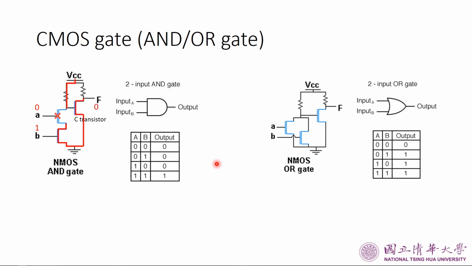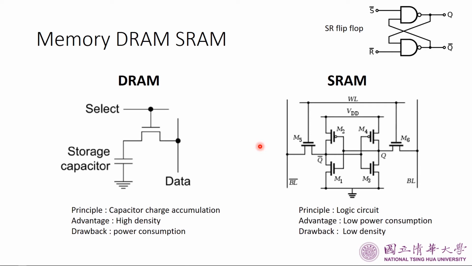Similar analysis can be done in the same way. Therefore, we can construct different gates by connecting NMOS or PMOS in different patterns. This is a very simple introduction to the logic circuit system from the view of MOSFET.